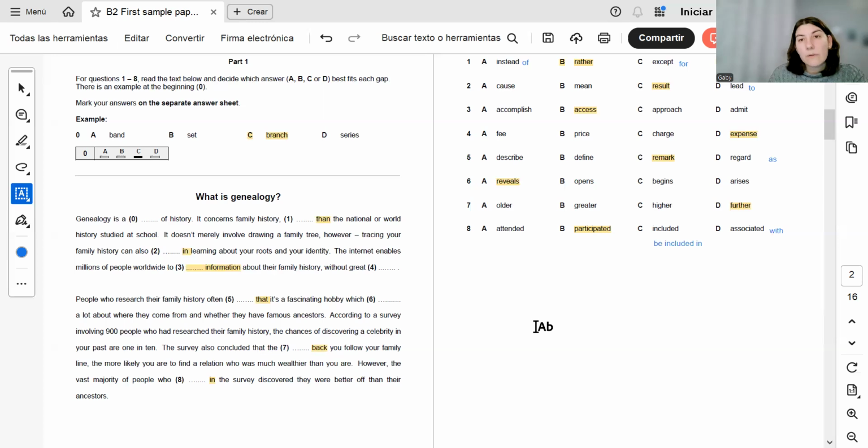Okay, so allow around 5 minutes to do this exercise, and you should be fine in the overall time of the paper. Good luck on your exams.